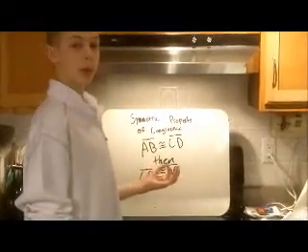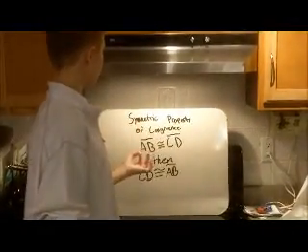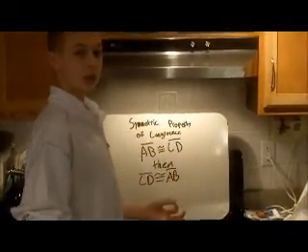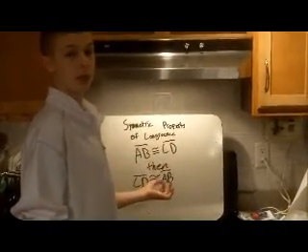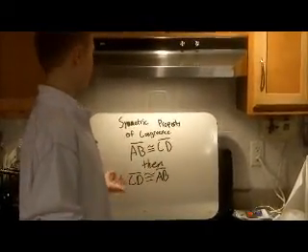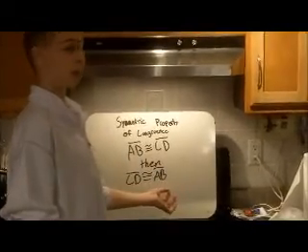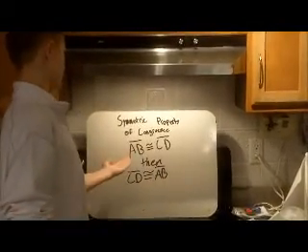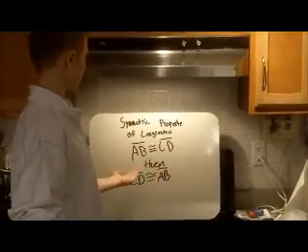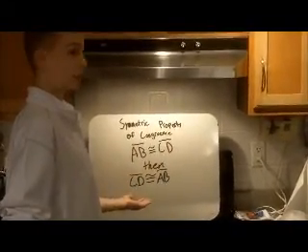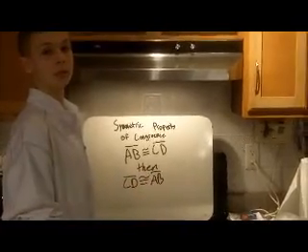The second property of congruence is the symmetric property. This states that if one segment is congruent to a second segment, then the second segment is congruent to the first segment, such as if segment AB is congruent to segment CD, then segment CD is congruent to segment AB.